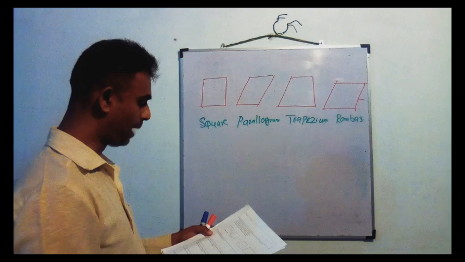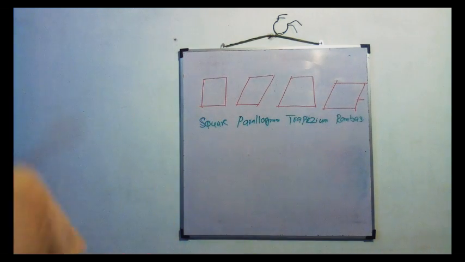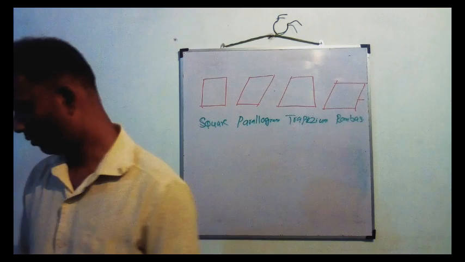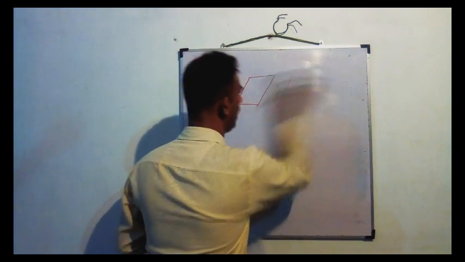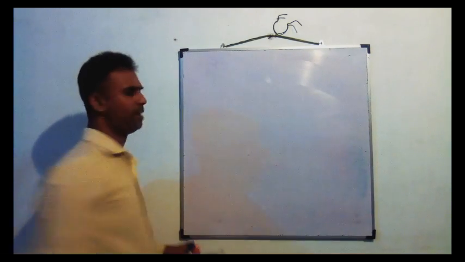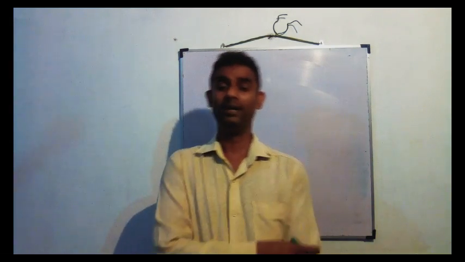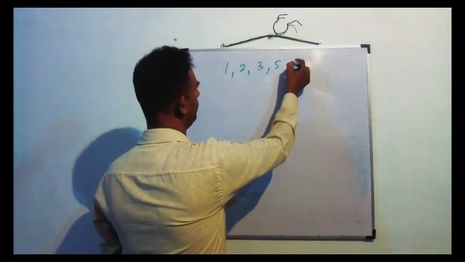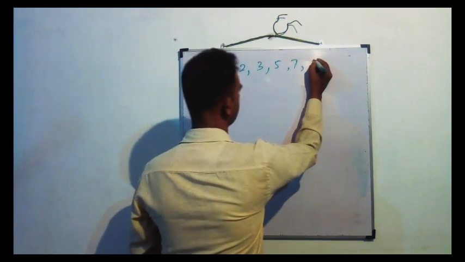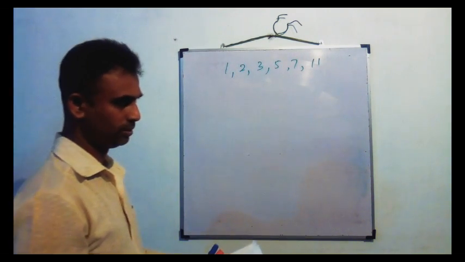The next, write all the prime factors of 24. How do we find the prime numbers? You know that the numbers which we can divide only by 1 and its own number without remaining, we call that a prime number. The number which can divide without remaining only by 1 and its own, we call that a prime number. That is 2, 3, 5, 7, 11. Those are the prime numbers.